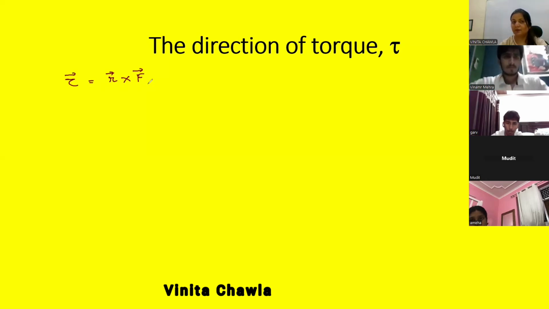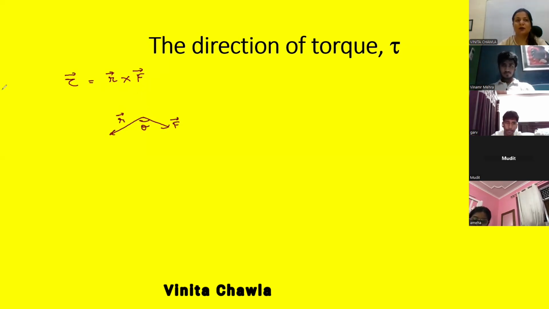Okay? And when we take the cross product, suppose this is the direction in which r is acting and this is the direction of force, and the angle between these two is theta. Then torque is perpendicular to both vector r and vector f. This is the direction of torque. It is perpendicular to both vector r and vector f. Okay? That is one thing. Please write this.